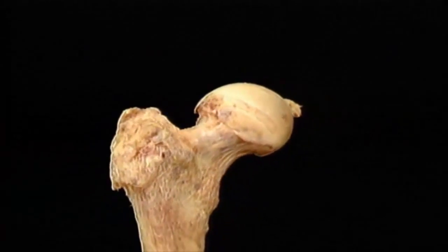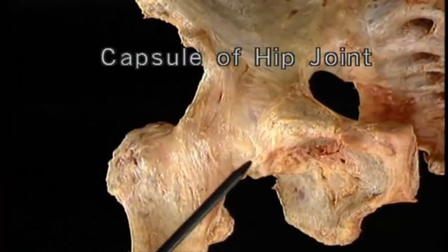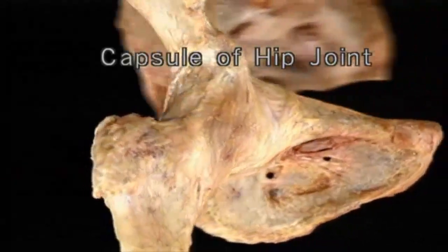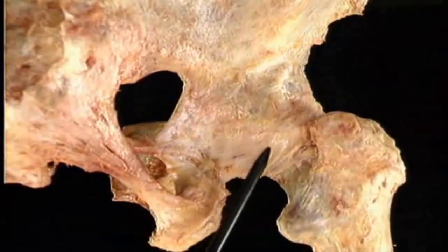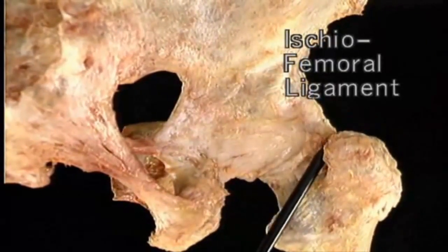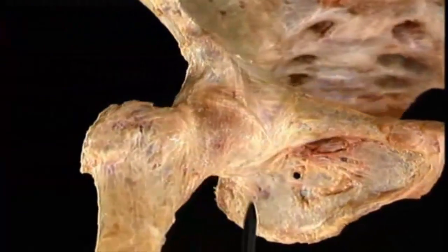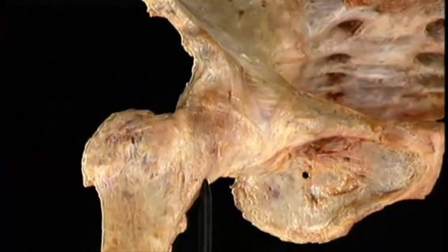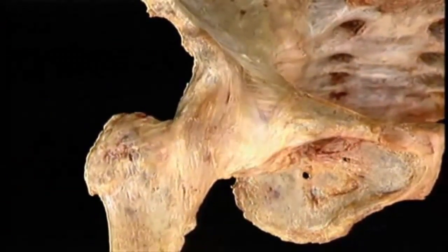Now let's go back to the intact hip joint. The capsule of the hip joint is a sleeve of ligaments. The capsule is thin on the underside. Everywhere else, it's thick and very strong. This part of the capsule behind is called the ischiofemoral ligament. This anterior part of the capsule, which is the thickest, is known as the iliofemoral ligament. The fibers of these capsular ligaments become tight when the joint is extended.